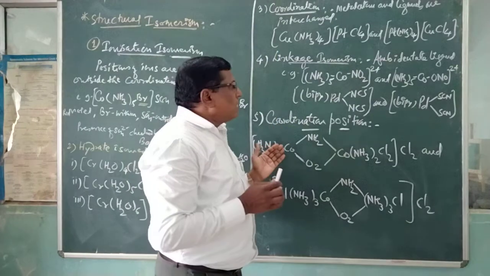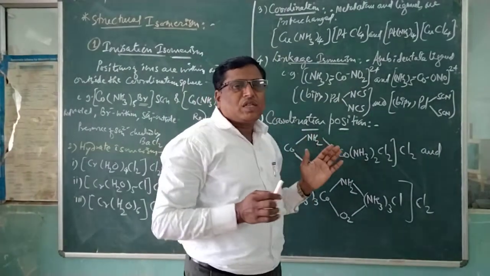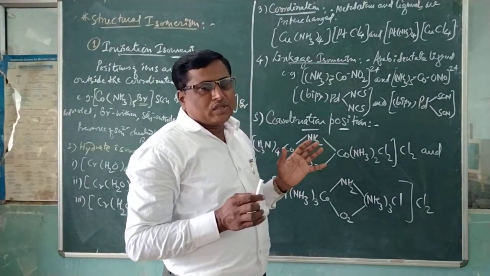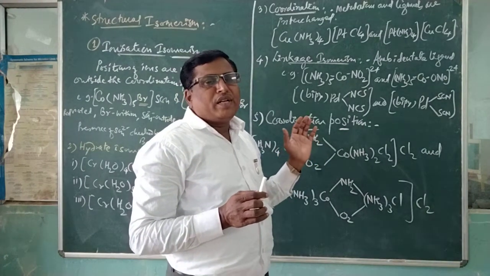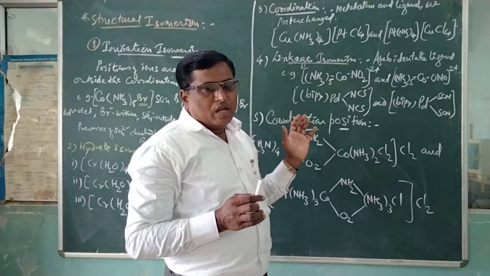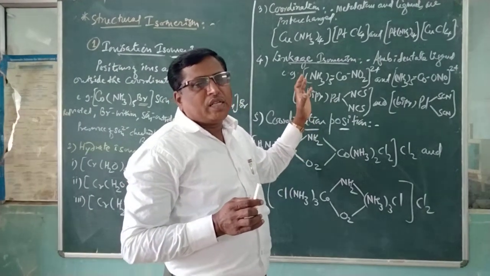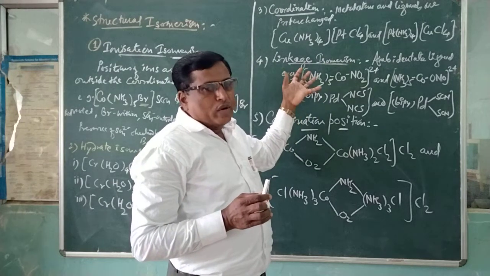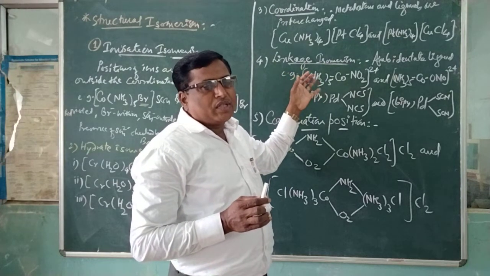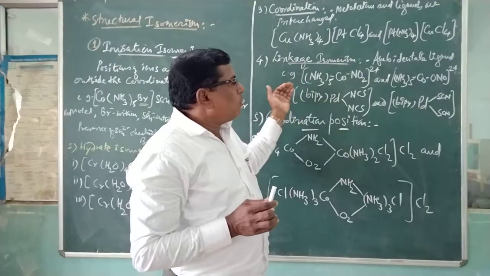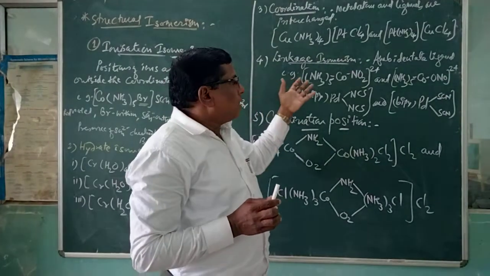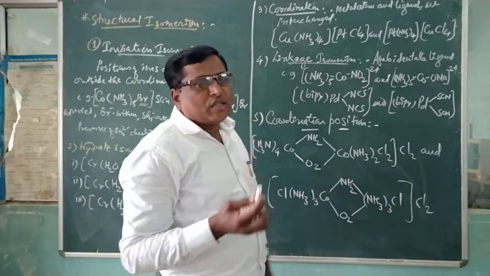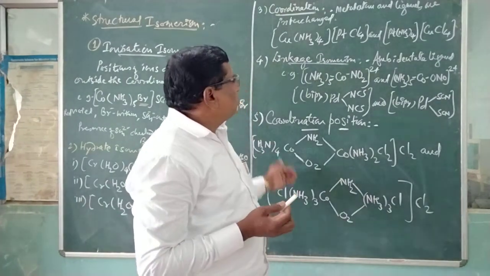Again, linkage isomerism. Linkage isomers can be defined as isomers in which ambident ligands are involved. Ambident ligands are ligands having two atoms through which attachment can occur. In one complex, they can be attached by one atom, and in another complex, they can be attached by a different atom. And therefore, what happens here?